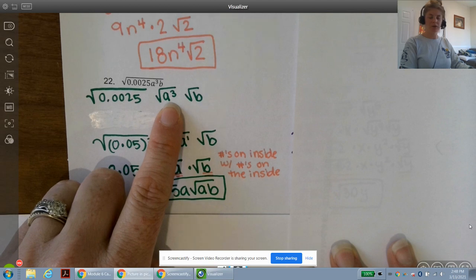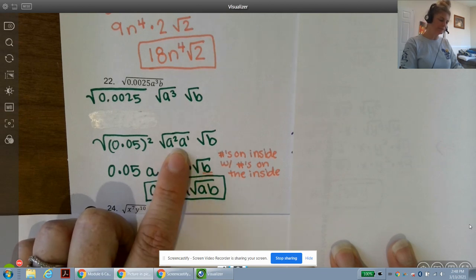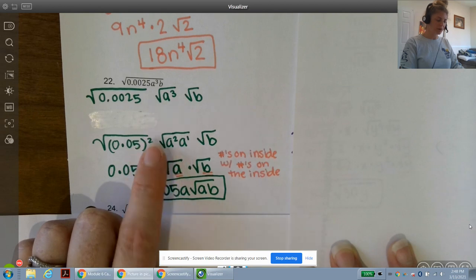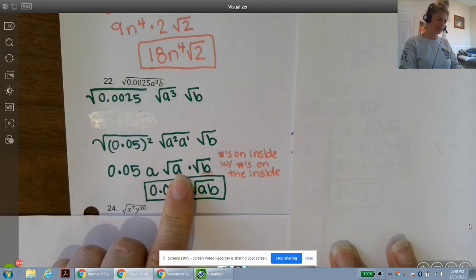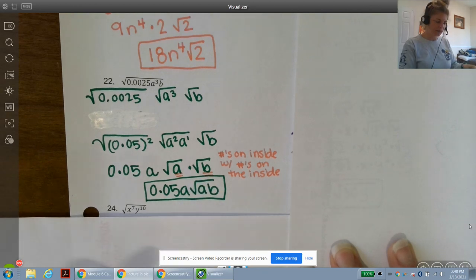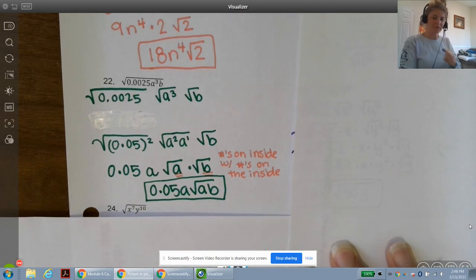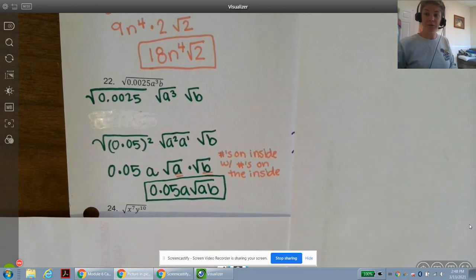A to the 3rd, square root of a to the 3rd, we break up into the square root of a squared times a. Always rewrite it with that even power times the power of 1. Square root of a squared is a. That other a stays inside. Square root of b just hangs out the whole time, you guys. So this is 0.05a times the square root of ab, or just square root of ab. You don't have to say times. Notice we don't have any parentheses or multiplication dots there.